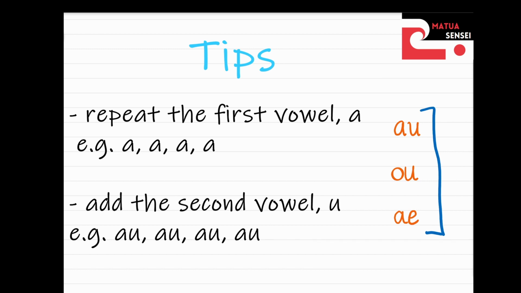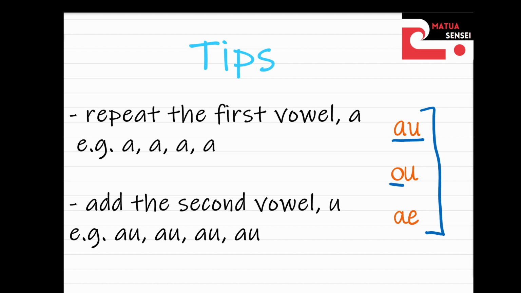First, you need to repeat the first vowel, a. So let's just choose this for now. For example, I'll be saying a. Then add the second vowel, u. Ao. So you start with the first vowel, a, and add the second vowel, o.